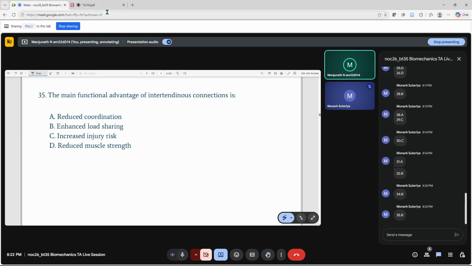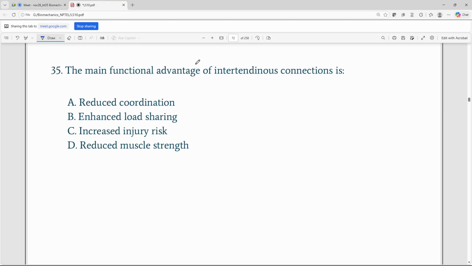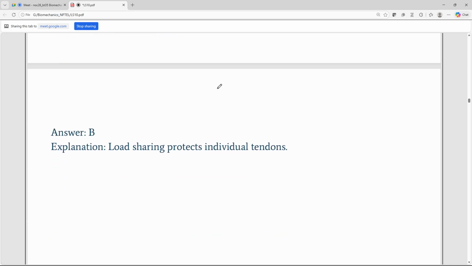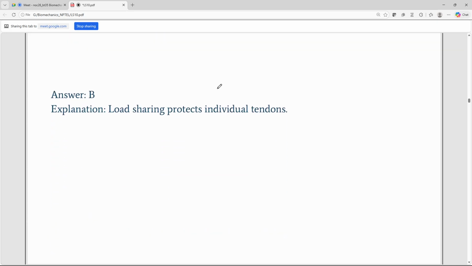This is the correct answer, option B, enhanced load sharing. Load sharing protects the individual tendons.